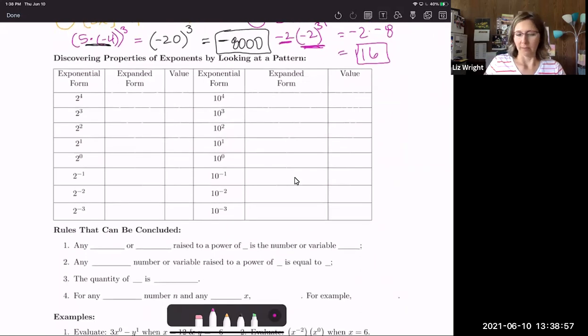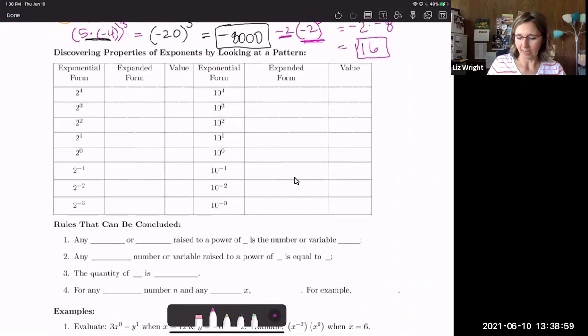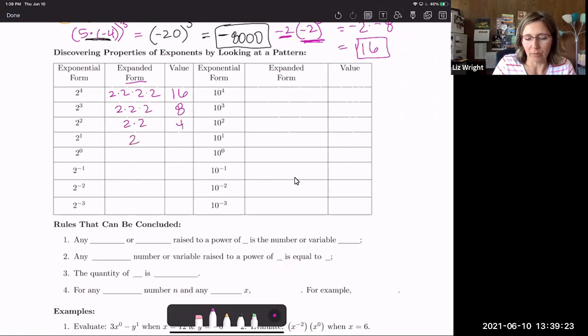Okay, so let's check this table out. We're supposed to put it in expanded form and then give the value. So what we're going to get here is 2 times 2 times 2 times 2, which we found out up above is 16. Then we're going to take 2 times 2 times 2, which is going to give us 8. Here we're going to get 2 times 2, which is going to give us 4. Here we're just going to get 2, which is going to give us 2.